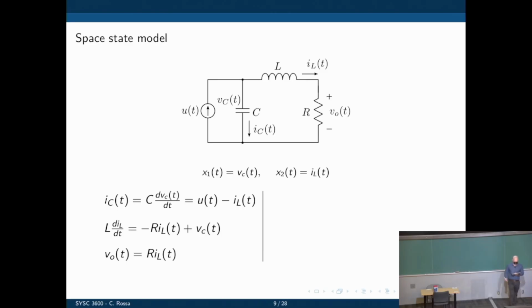And let's model it. So we define our two variables. X1 is VC and X2 is IL. So to start modeling, what can we do? We can start with this node. Let's call this node A. And in node A, we're going to do sum of currents equal to 0. And if you do that, what is entering that node? We have the current from the source, that's called U of t. And that is equal to the current through the inductor, IL, plus the current through the capacitor. That's one of our first equations.